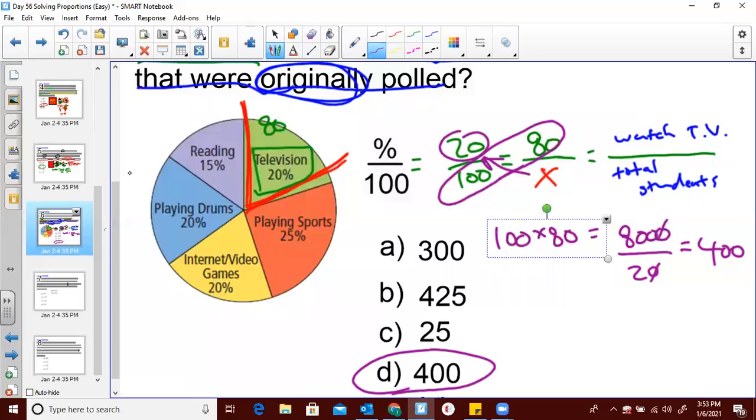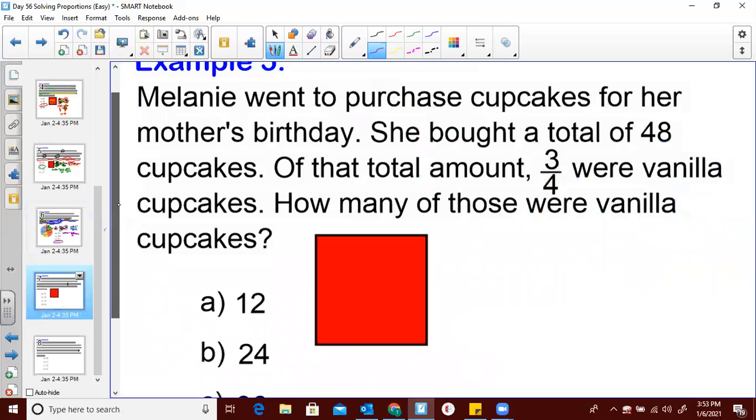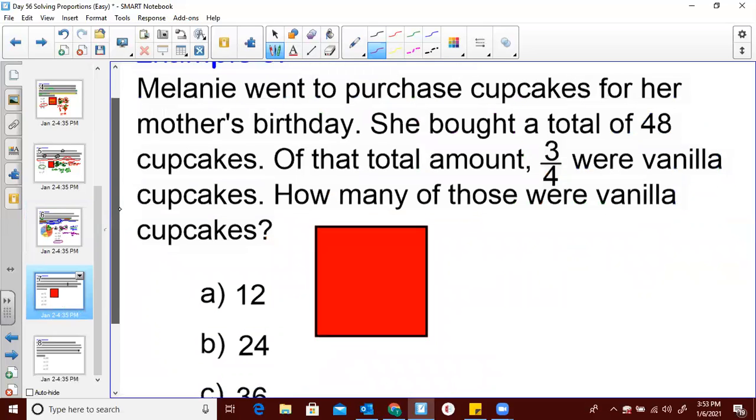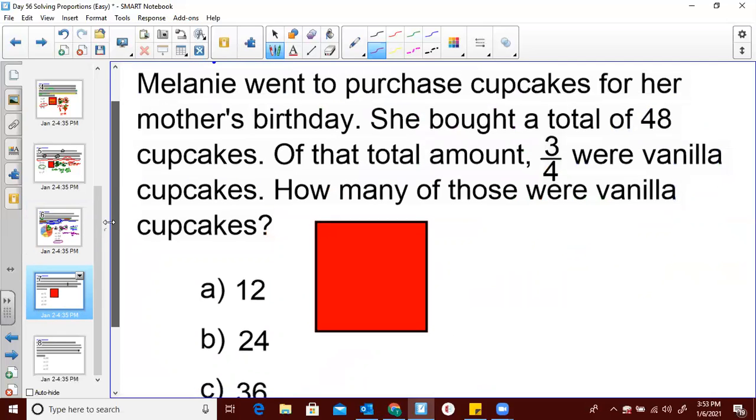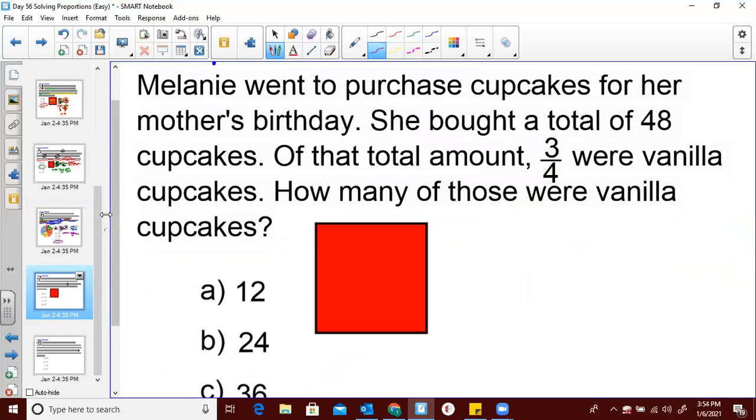All right, Melanie went to purchase cupcakes. Sorry, I guess I would prefer a cheesecake. For her mother's birthday, she bought a total of 48 cupcakes. Of that total amount, 3/4 were vanilla. How many of those were vanilla cupcakes?